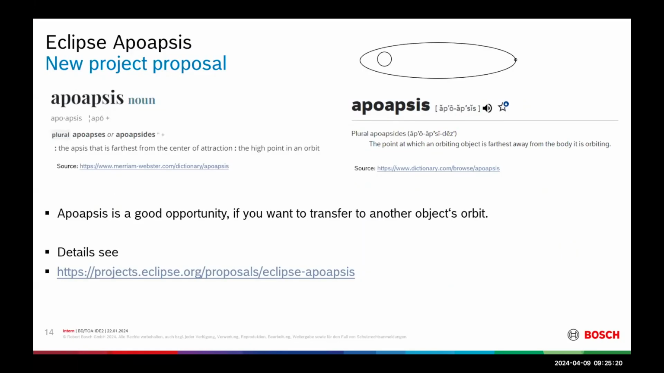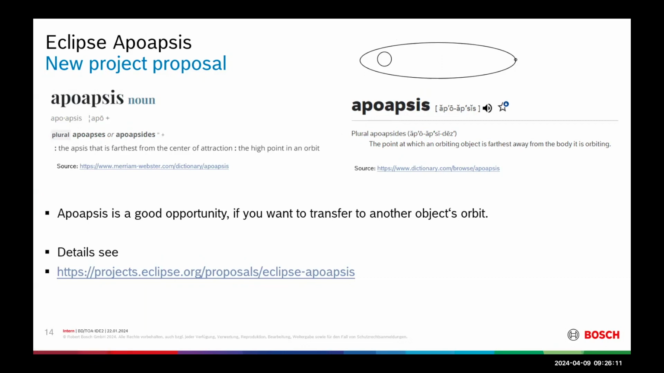So what is Apoapsis? As you have seen, I used a lot of those pictures with those planets. From the definition, Apoapsis is the farthest point from the center of attraction. So this is a nice definition. The high point in an orbit, or the point at which an orbiting object is farthest away from the body it's orbiting. So if this would be the Earth, and you would be on this orbit around the Earth, then the apoapsis is this point where you're farthest away from the Earth. And if you want to switch from one orbit to another, as you have the least attraction to the Earth here, that's the best point, because then you need the lowest energy to switch over.